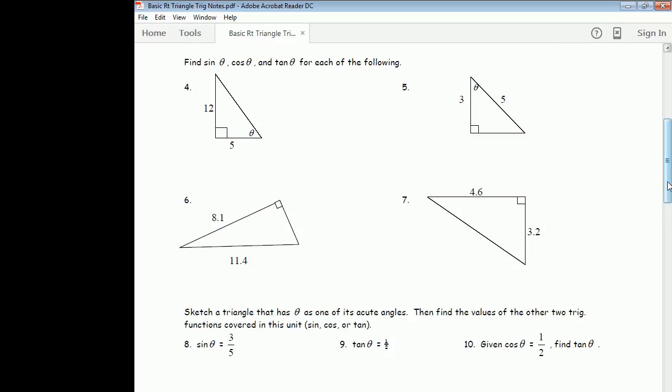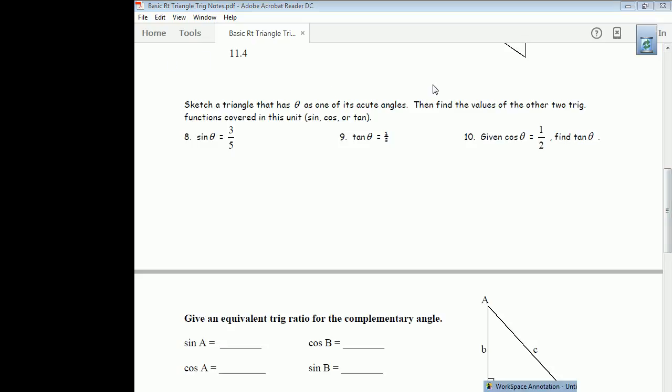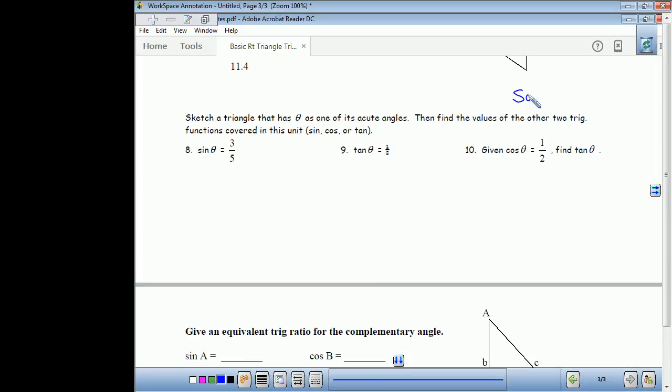So let's take a look at these last 3 at the bottom here. And once again, I'm going to write SOHCAHTOA, because I can't see it anymore. Sine, cosine, tangent. SOHCAHTOA. Alright, here, it says to sketch a triangle that has theta as one of its acute angles. Let's revisit. What does the word acute mean? Less than 90. Good, less than 90. So, it can't be the right angle, but one of the other 2 angles.